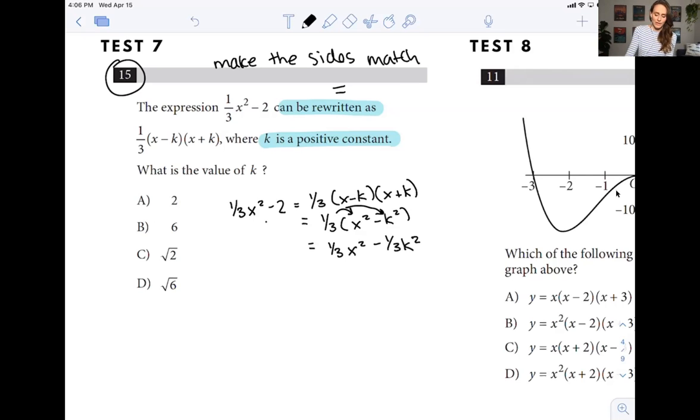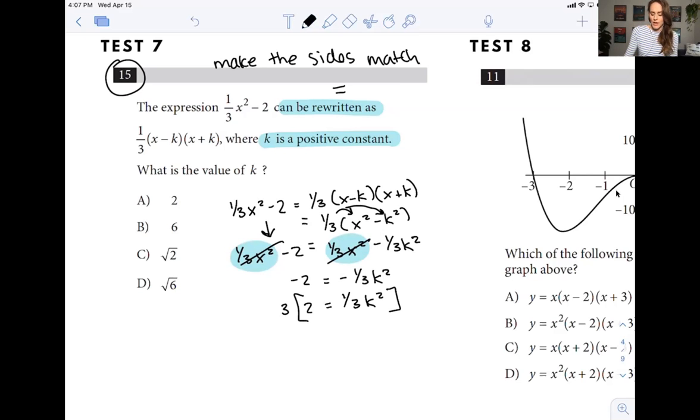Now we're at the point where we can bring this down and have 1/3 x squared minus 2. Note how I have 1/3 x squared on both sides, so that just basically cancels out. I can subtract 1/3 x squared from both sides and not even worry about it. And then I have -2 equals -1/3 k squared. I'm solving for k, so I'm just going to divide both sides by -1, or multiply both sides by -1, to get rid of that. And then I get 2 equals 1/3 k squared. I'm going to clear that fraction by multiplying everything by 3. That's what those big brackets mean. So I have 3 times 2 is 6, and 3 times 1/3 is just 1. So I have 6 equals k squared. I take the square root of both sides, and then I have the square root of 6 equals k. So D is going to be my answer for number 15.